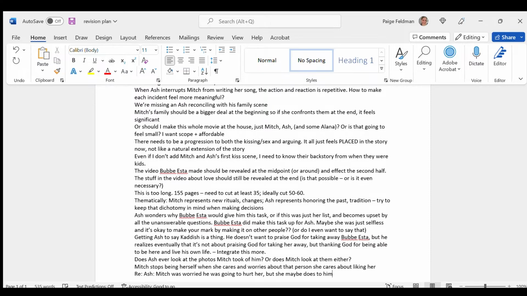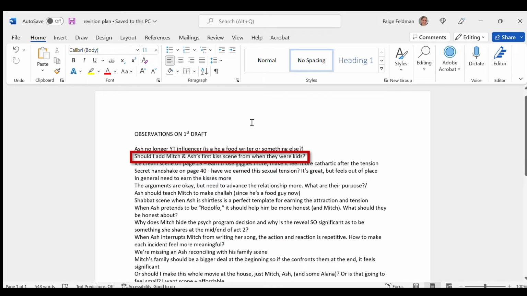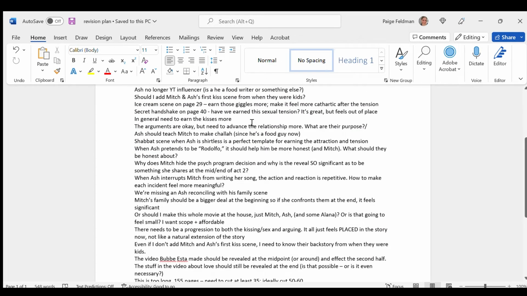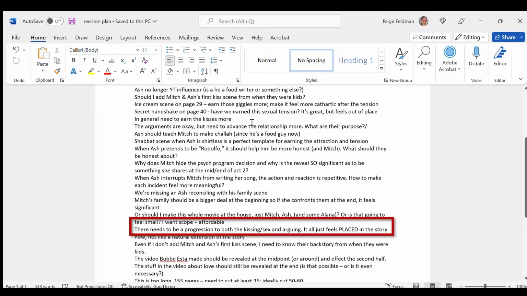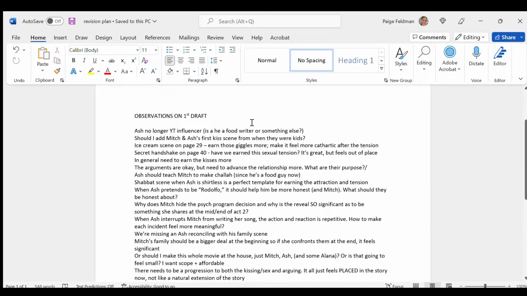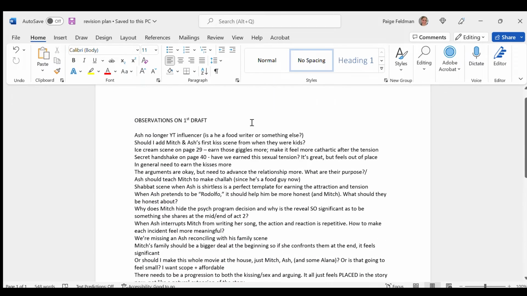See, I wrote down here both that I should figure out Ash and Mitch's backstory, and also that I was thinking about adding a scene showing their history as kids into the film. I'm probably not adding that scene because it would mean a whole new location and working with child actors, two things that are expensive, especially working with kids. In general, though, if something is bothering you even a little, write it down.